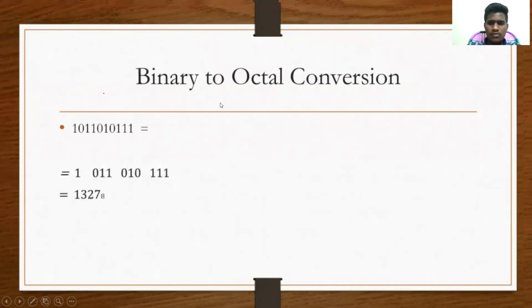Next, binary to octal conversion. As we said earlier, for octal we have to divide each into 3 bits. Here 111 means 7, 010 means 2, 011 means 3, and 1 is 1. This base 8 represents the octal number. The base of the octal number is 8, and for hexadecimal it is 16.